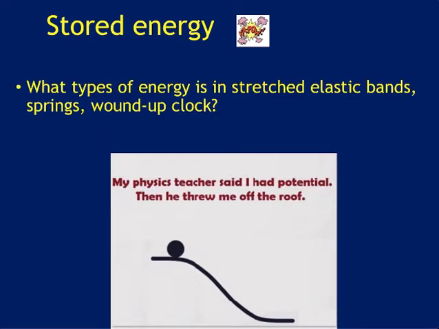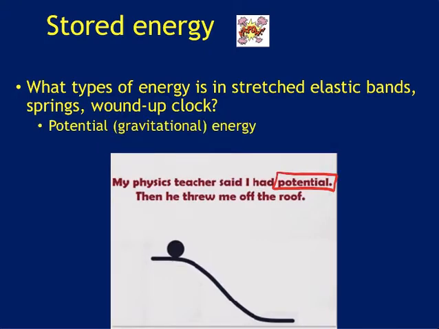So the type of energy that is in a stretched elastic band, in a spring, in a wound up clock, and this is the joke that goes with it. So this is called potential energy, and the way I think about all of these things is if someone has the stretched elastic band and it's aiming at you, and if they let it go, potentially it's going to hurt if it hits you. So energy that's usually up high, so top of a roof, and you're going to throw it off the roof. Before you throw it off the roof, it has what's called potential energy.